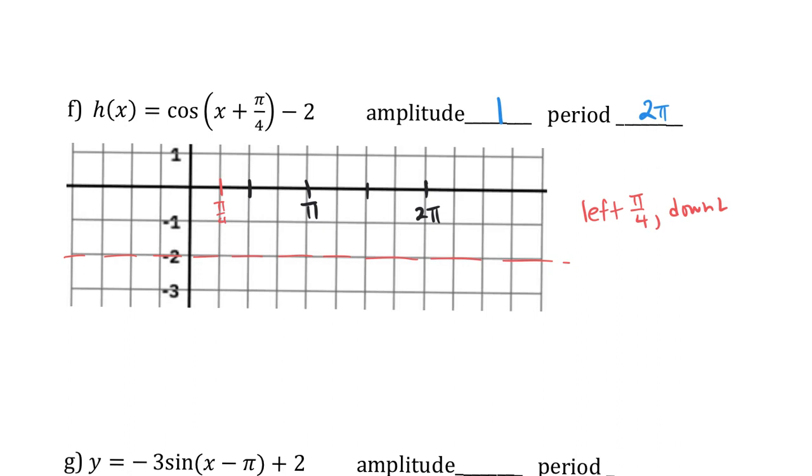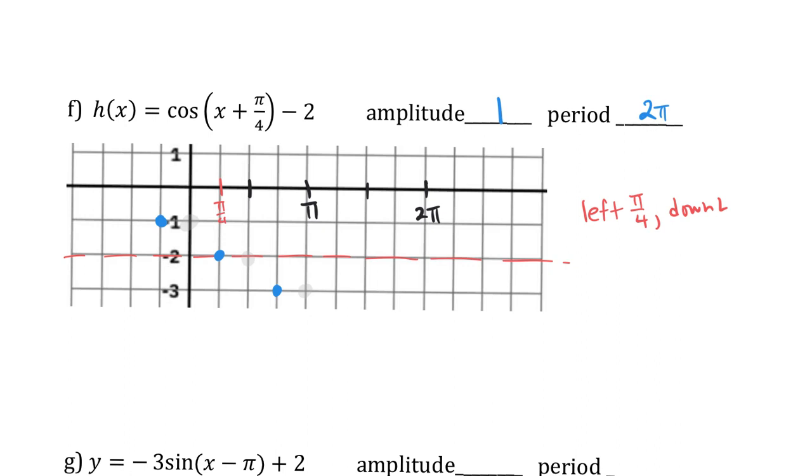Okay, now I'm going to think about how I would normally graph my cosine graph. Normally cosine starts at 1 from the midline, and then normally goes 0, -1, something like that. I want to go left pi over 4. Pi over 4 is 1 space. So I'm going to take this dot and go left 1 space. And then I'm going to go to my next dot, and go left 1 space. I'm going to go to my next dot, and go left 1 space.